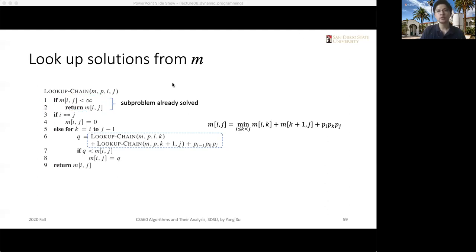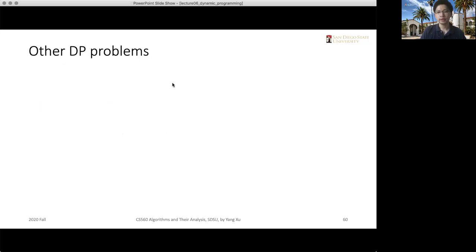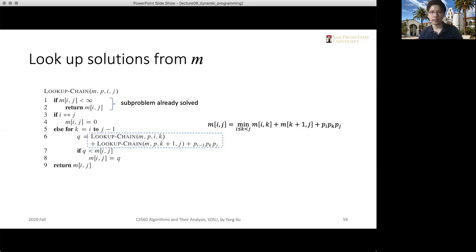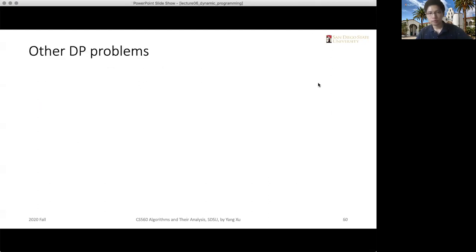Okay, so that's so far for the matrix chain multiplication problem. We are done with both implementations. So next, we're going to look at the last section of this dynamic programming chapter. We'll look at a very interesting problem called longest common subsequences.